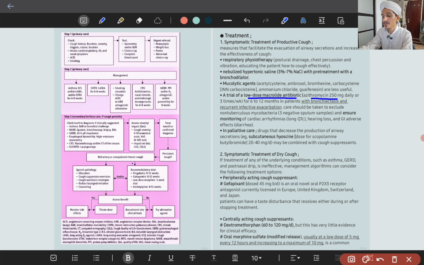You should monitor the patient for hearing because it has effects on hearing loss, and you should monitor the patient for GI adverse effects like diarrhea. And the most common adverse effect if you give this low dose macrolide antibiotic is diarrhea.